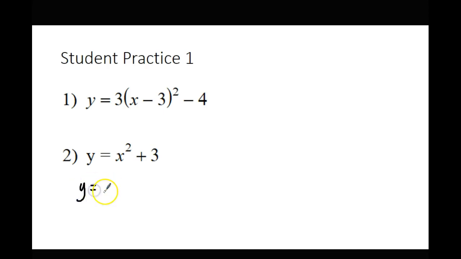We know it looks like this, right? We have an A here. The X is always there. You'll never be missing an X. The H goes here, and the K goes here.